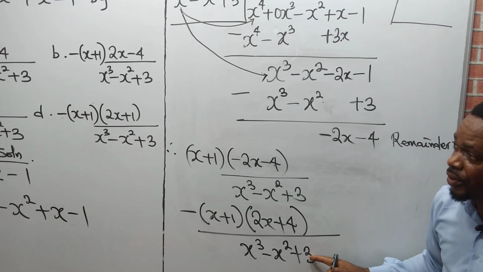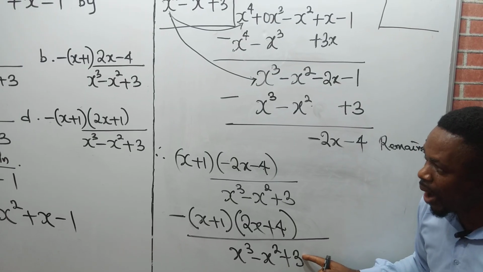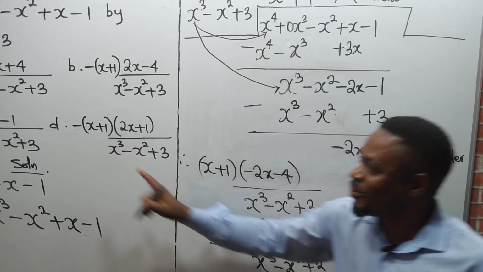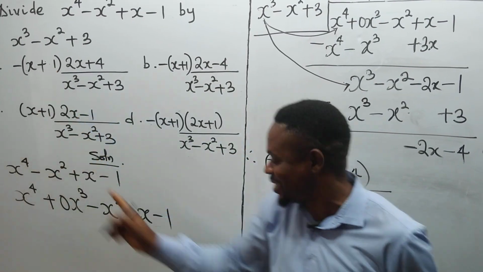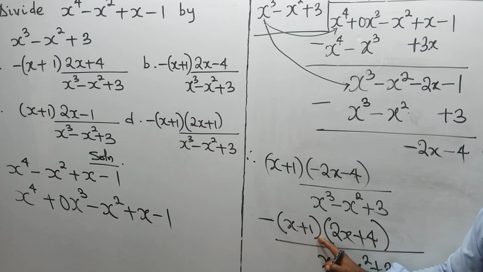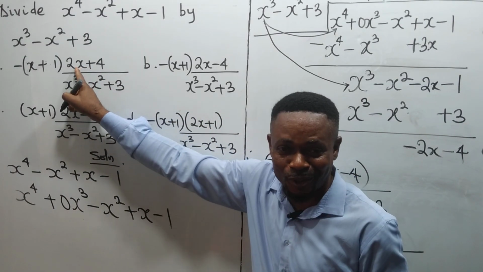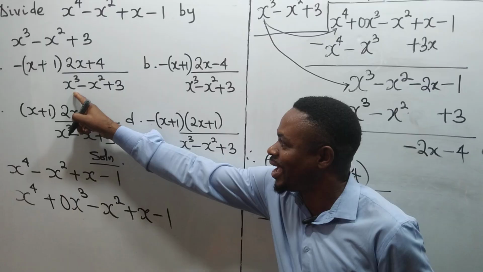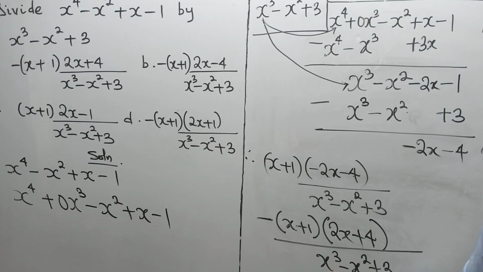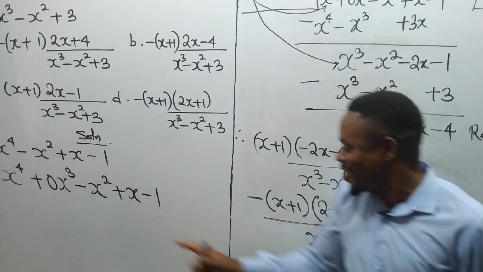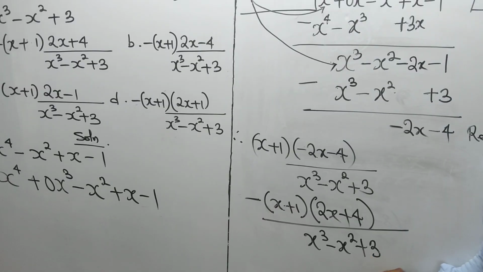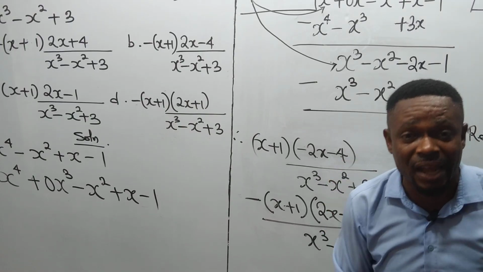Now let's cross check and know if something like that exists in the options. Now check option A. What is here? Minus. Bracket x plus 1 close bracket. Then 2x plus 4. Then all over, what is the divisor? X to power 3, minus x squared, plus 3. So which means the correct answer in the options is option A. Have I made myself clear?